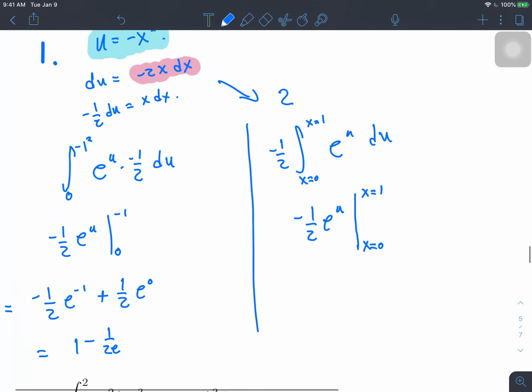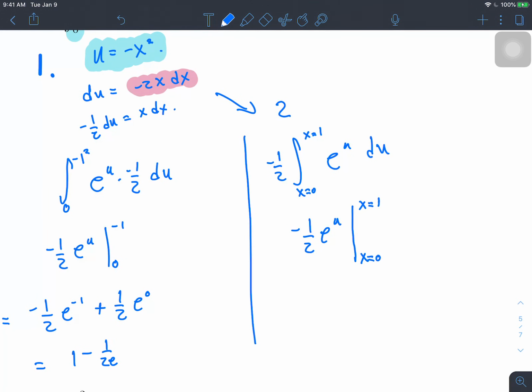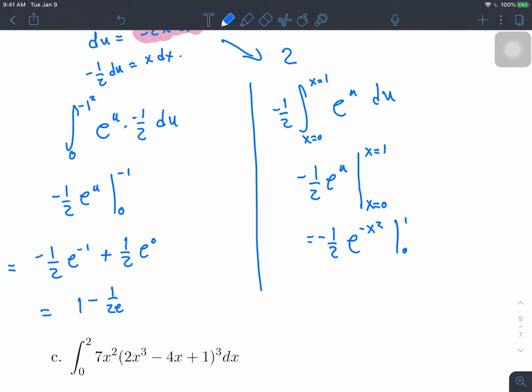We'll switch the function back to its original form by taking this blue thing, u equals -x squared, plug it in for u, we get this is equal to -1/2 e to the -x squared, and now we can plug in these values 0 and 1. Okay, so I dropped the x's for my bounds, because now they agree with the variable which is in the function. Okay? So I get the same thing I got before, -1/2 e to the -1 plus 1/2 e to the 0 equals 1 minus 1 over 2e.